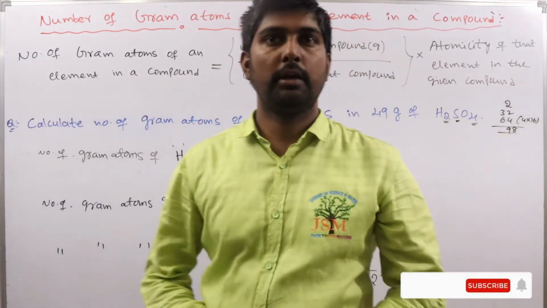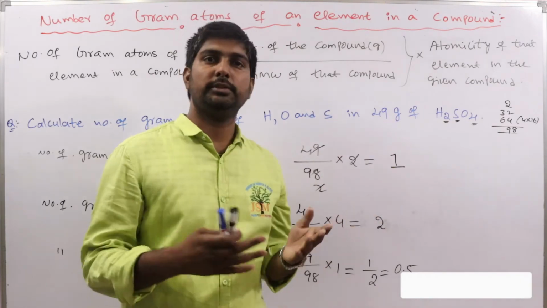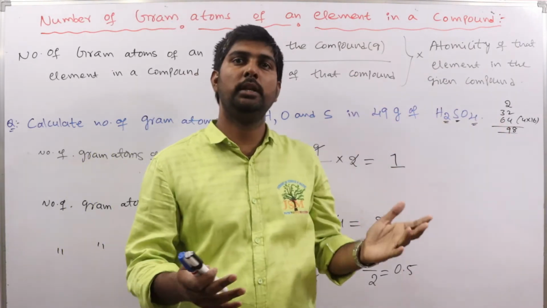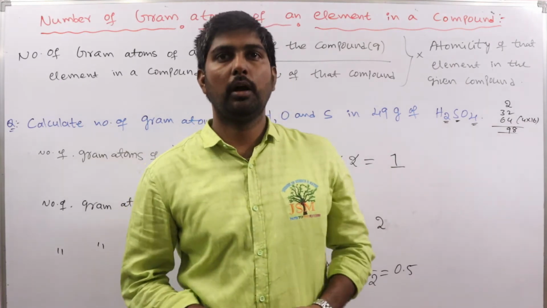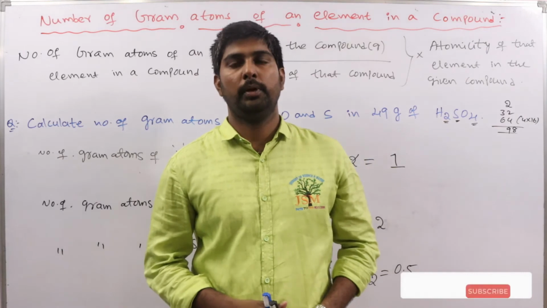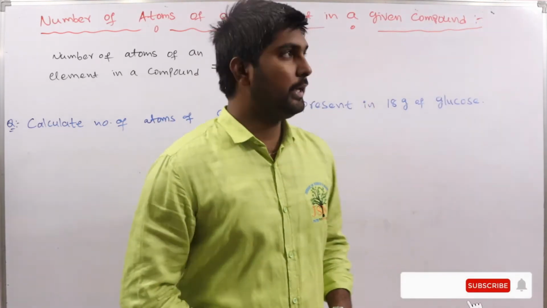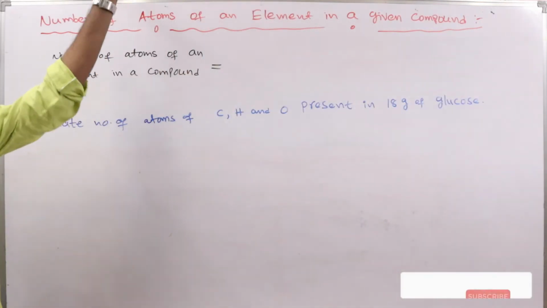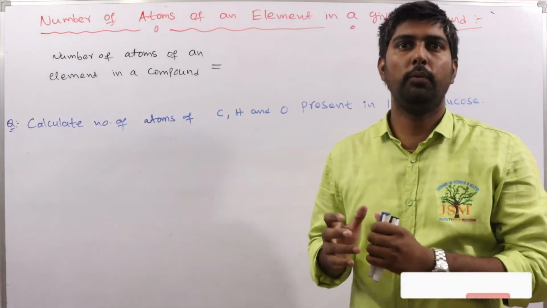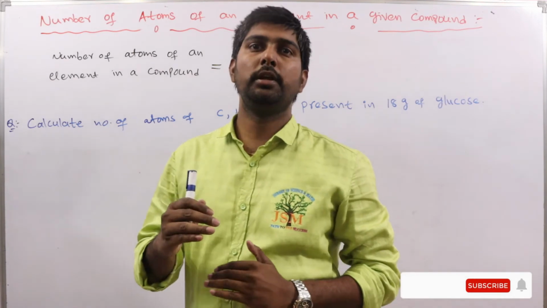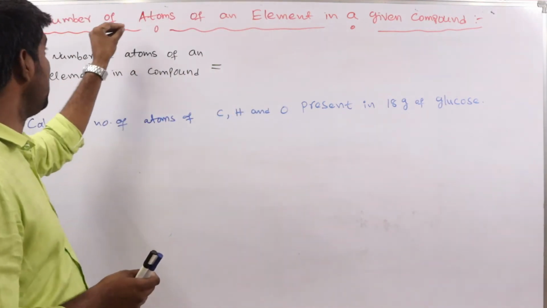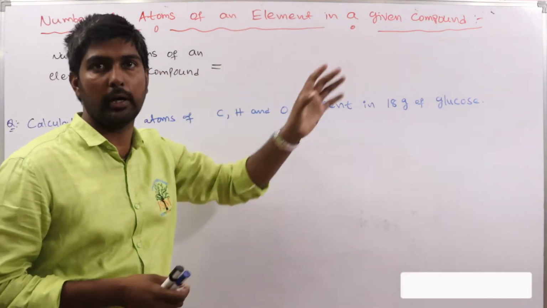Okay, whatever the weight of the substance given, or whatever the molecule, remember this formula; easily we can calculate the number of gram atoms of any element in the given compound. Now let us see how to calculate the number of atoms of an element in a given compound. Just now we discussed calculation of the number of gram atoms. Now we are going to discuss calculation of the number of atoms.